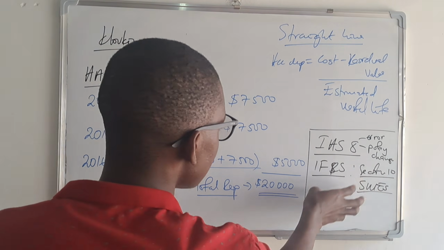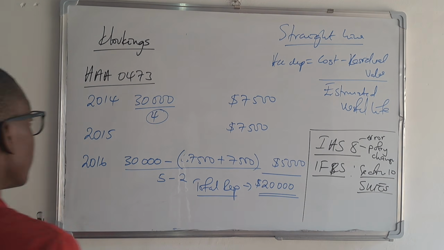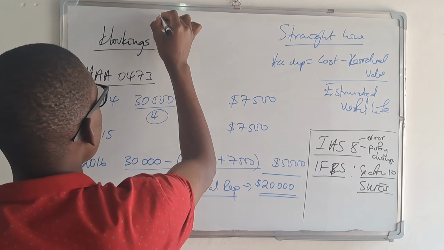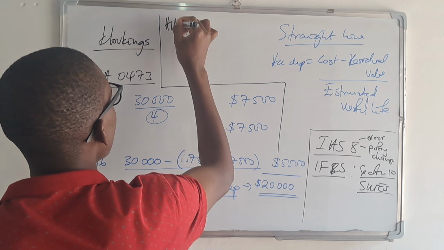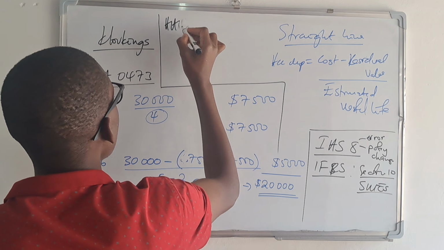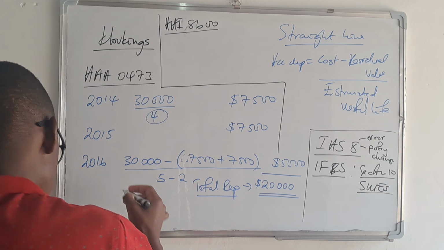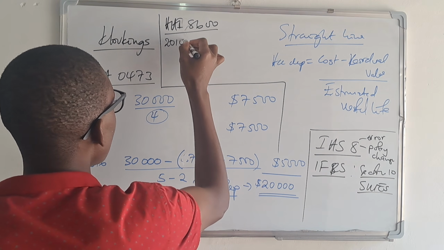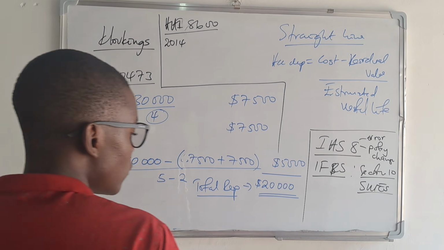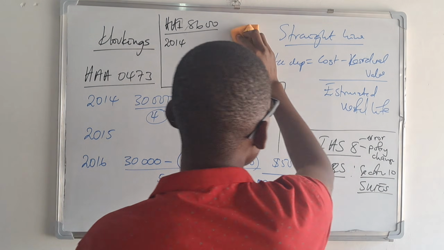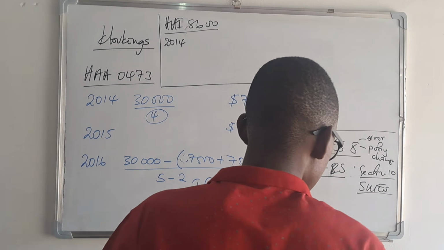I have actually explained everything to you in terms of this question. We want to look at the depreciation. I'm going to use this space. Depreciation of AAI 8600 for 2014. How are you going to calculate the depreciation for 2014? I will rub this formula because I have already explained this formula.